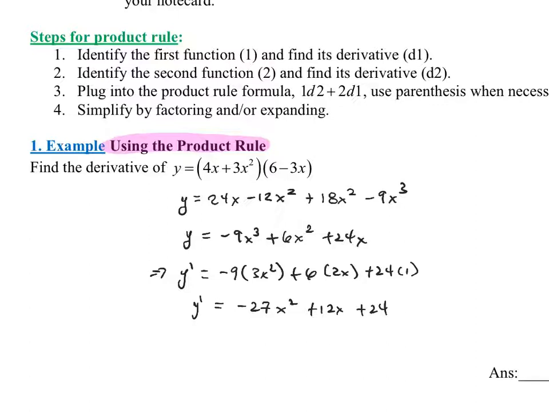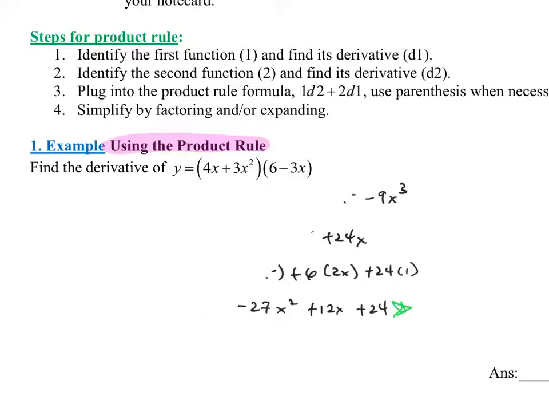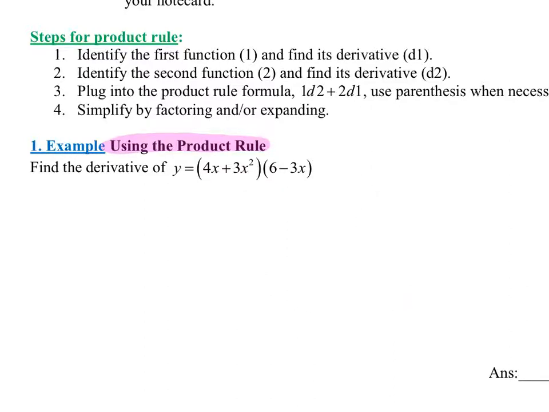So I'm going to put this in my memory bank here. I want to remember this final answer that I got, the negative 27x squared plus 12x plus 24. We should get that same exact answer doing it the other way, which would be using the product rule. So let me go ahead and erase all that hard work that we just did of FOILing it out, combining like terms, and then finding the derivative. Let's go ahead and use the product rule and see what that is.